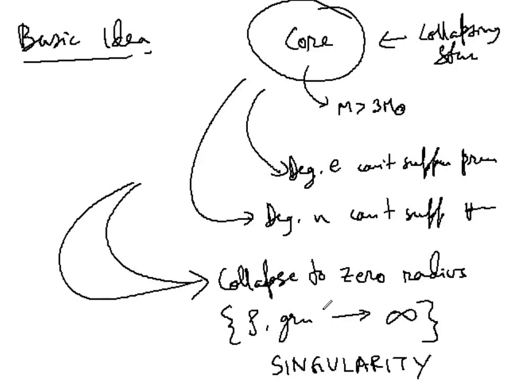Now, what is a singularity? In a way, you can say that a singularity is a place where the known laws of physics break down. There is infinite energy density, the curvature becomes infinite, and so on and so forth.